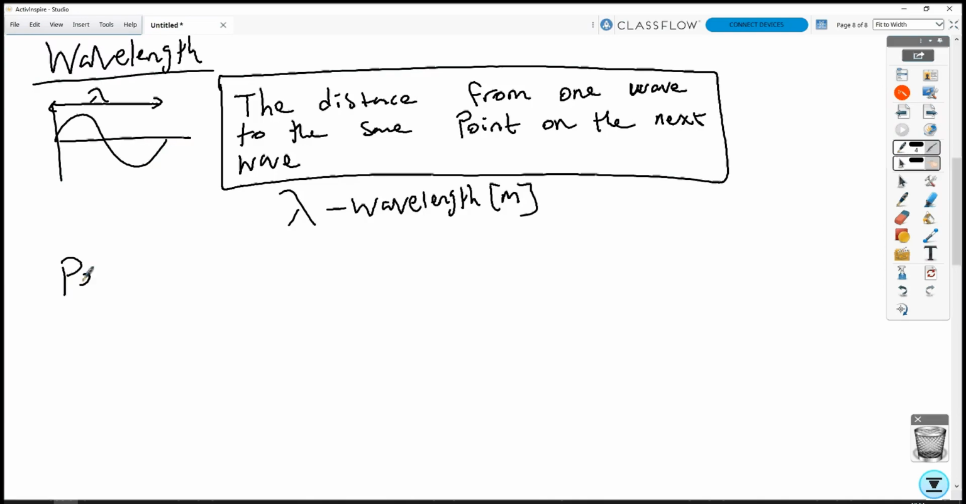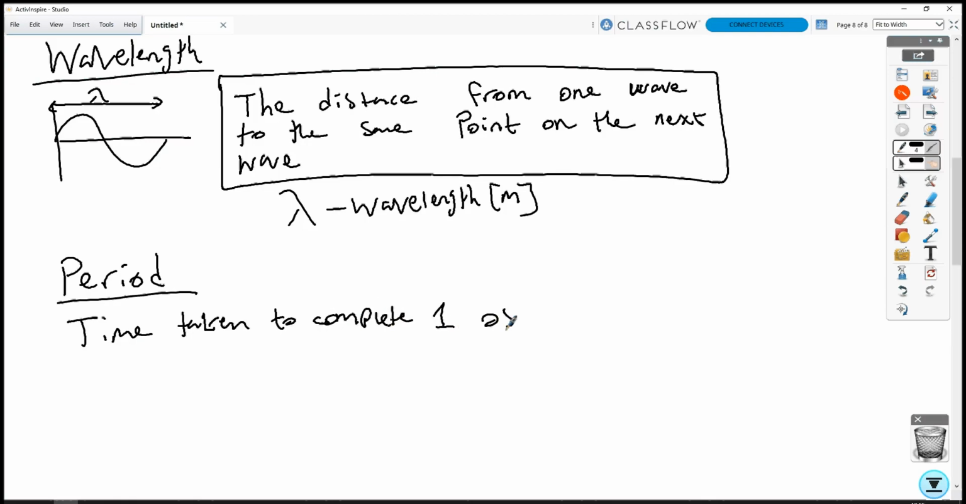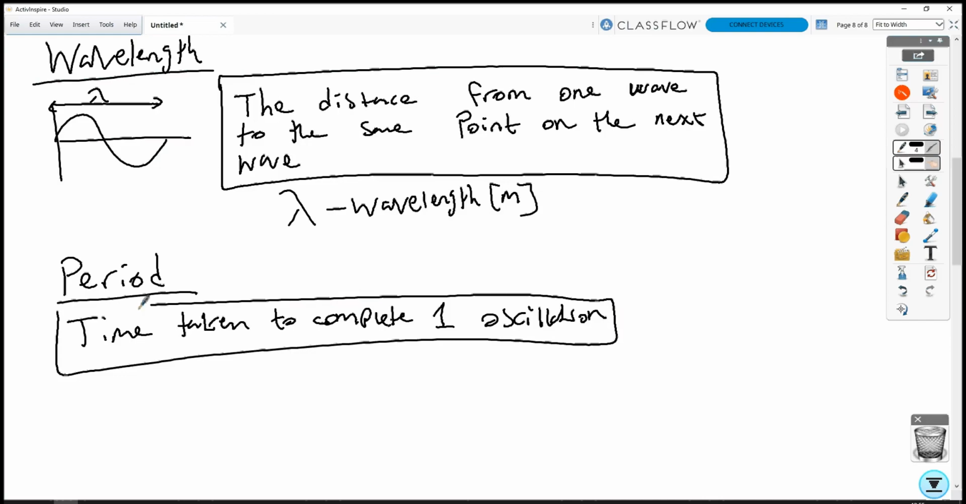Then we've got the period, which is the time taken to complete one oscillation. We use T for that, and it's measured in seconds.